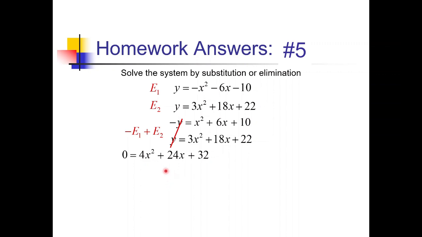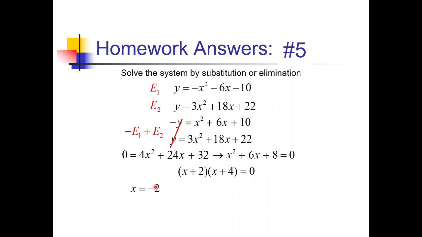Before I go quadratic formula, let me see if I can divide this by a common factor. It looks like these are all divisible by 4. So dividing everything by 4, I'm going to have 0 equals x squared plus 6x plus 8. And then that looks very factorable, just two things that multiply to 8 and add up to 6. That would be 2 and 4. So x plus 2 and x plus 4.